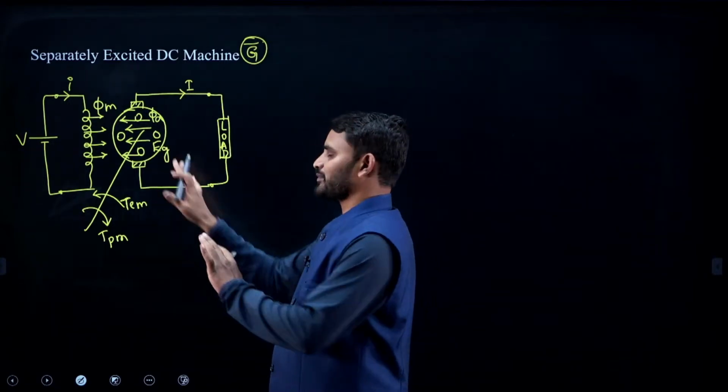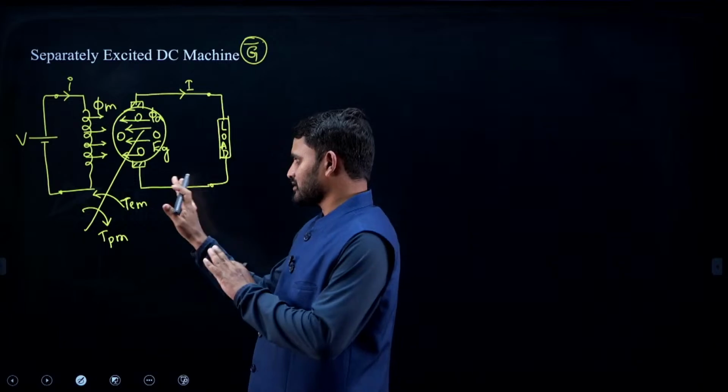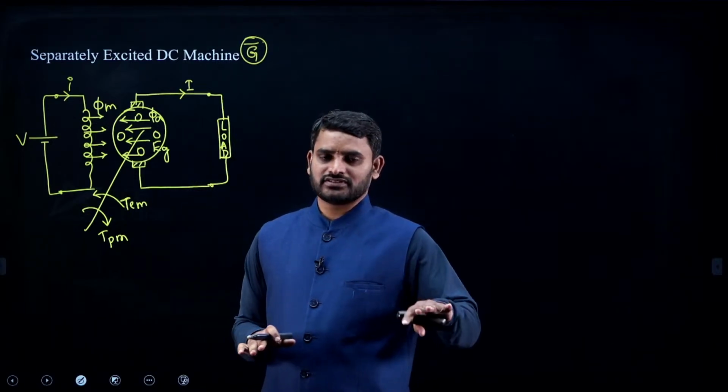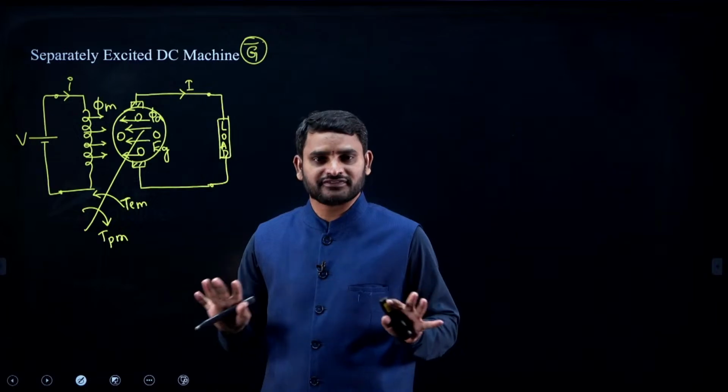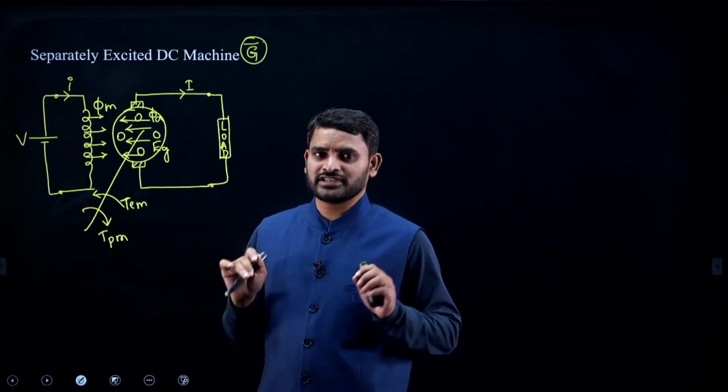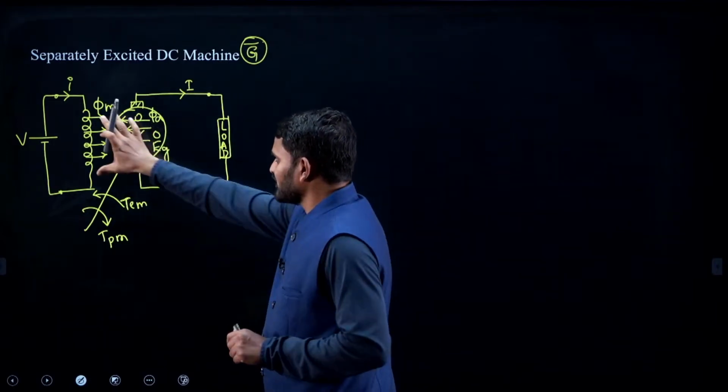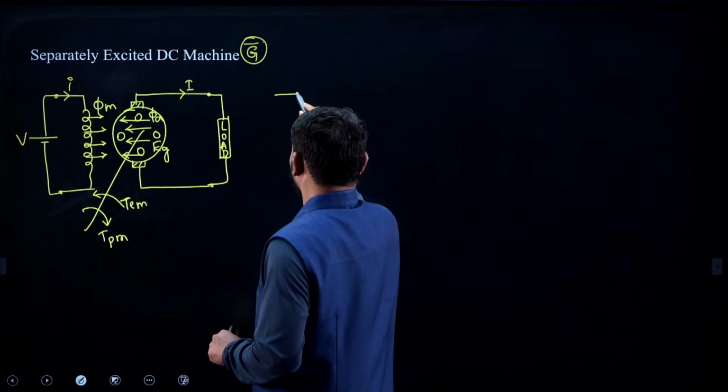and I am not going to repeat this operation again and again. This is a simple operation you can see in all the machines. The only thing is the connection of the field winding is different, all the rest is going to be the same. Okay. So let me put this equivalent circuit here.